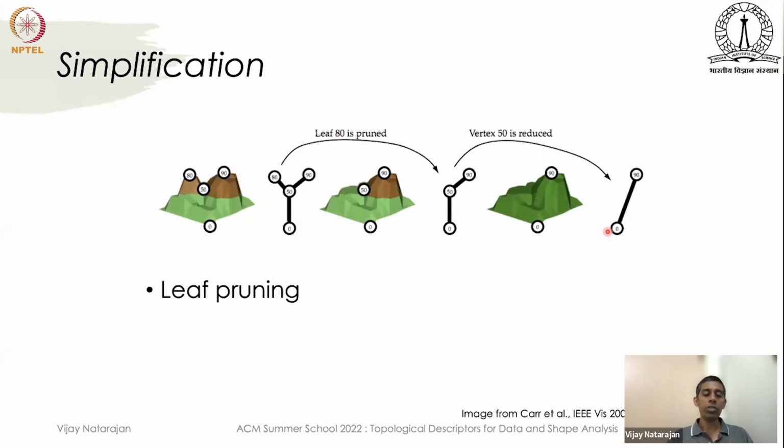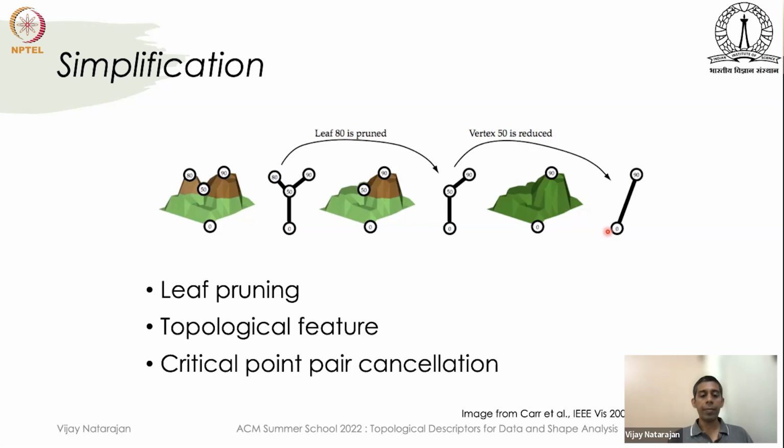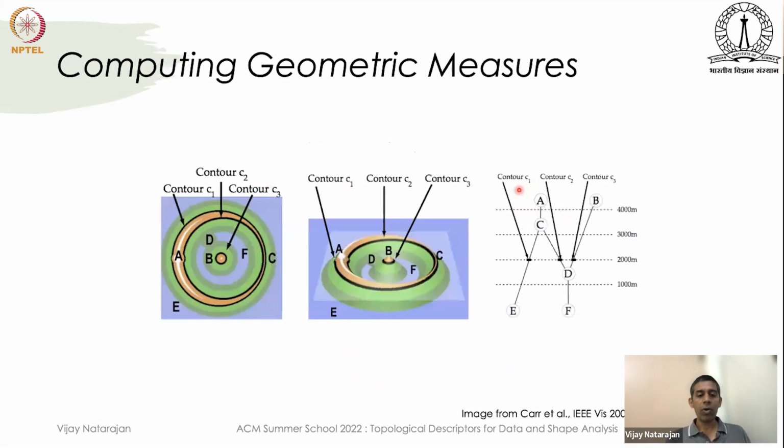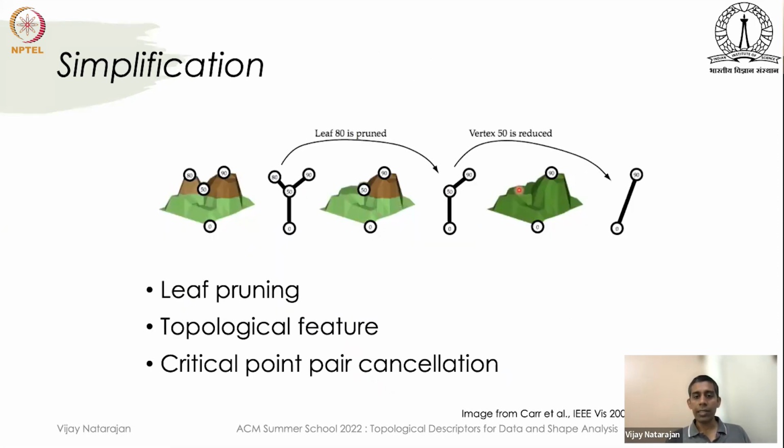There are different approaches to simplification, but all of them, at least in the context of topological structures, follow this atomic operation of a critical point pair cancellation. So the 80-50 critical point pair was cancelled to remove the mountain from the input. In the interest of time, I won't talk about other measures, but if there is a question, I can answer.